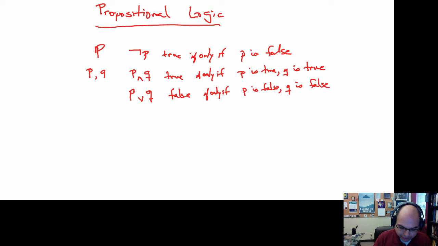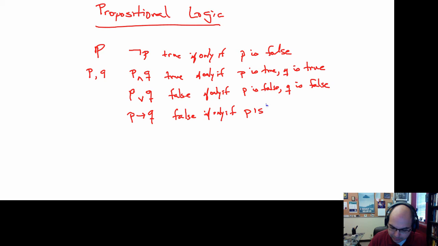The last connective we want to talk about is implication. So we have P implies Q, and actually I'm going to write it like this: P, just a single arrow, Q. Different books do it differently. And this thing is going to be false if and only if P is true and Q is false. So let's look at that case.